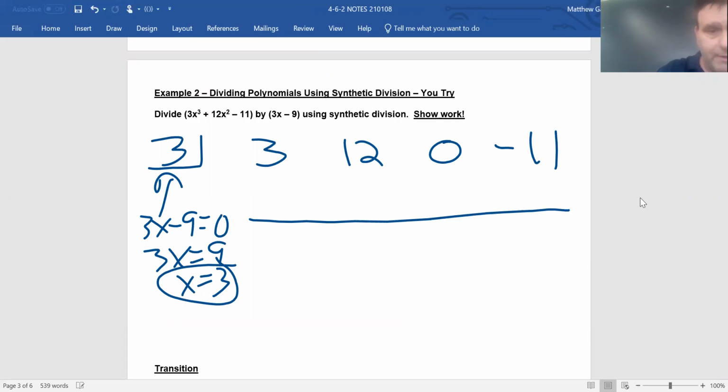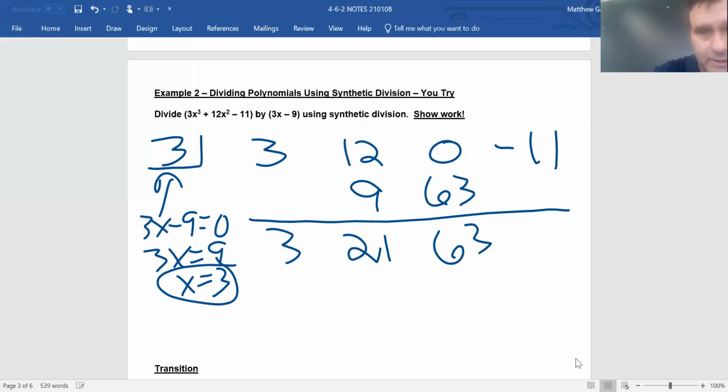So when we go through with it, I'm just going to take you through this right now. 3, and 3 times 3 is 9. Over 9 is 21. And 21 times 3 is 63. Add 0, you get 63. And then 63 times 3, you get a big remainder here. You get 189 when you multiply those two values. Added to -11 is 178.